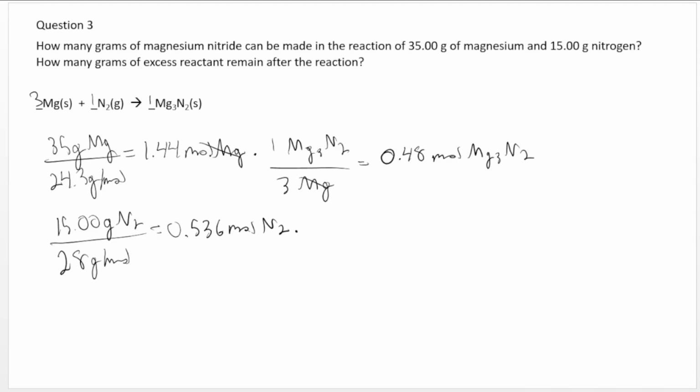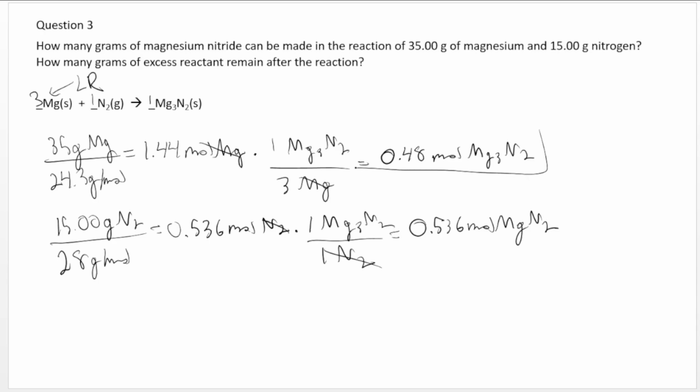Same thing for nitrogen, but in nitrogen's case, it is a 1-to-1 with the product. So 1 mole of Mg3N2 per every 1 mole of N2 gives us the same number, 0.536 moles of Mg3N2. Okay, so in this one, the limiting reactant is the magnesium. So magnesium, limiting reactant. It produces less of the product.